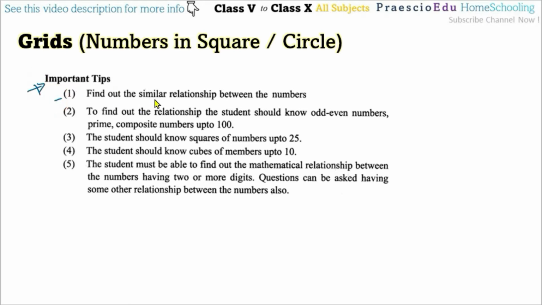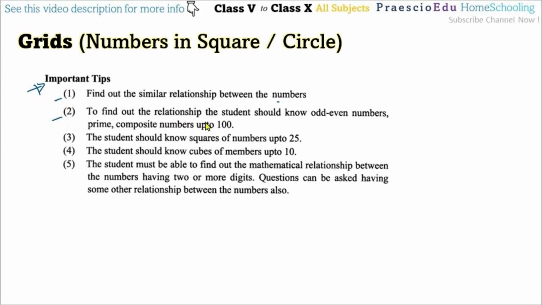First, find out the similar relation between the numbers. Those numbers are present inside the shapes, or on the vertices or sides of the shapes. The shapes used are square, circle, hexagon, triangle, or any shapes. Inside, outside or on them there are numbers, and we have to find out the relations of those numbers. That is the first.